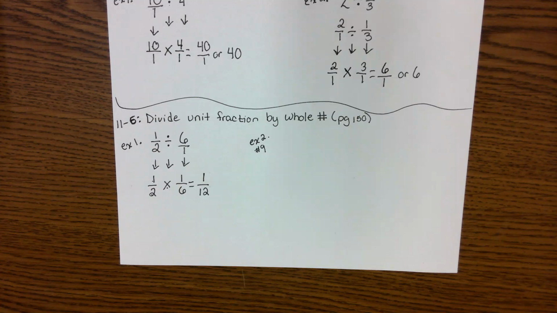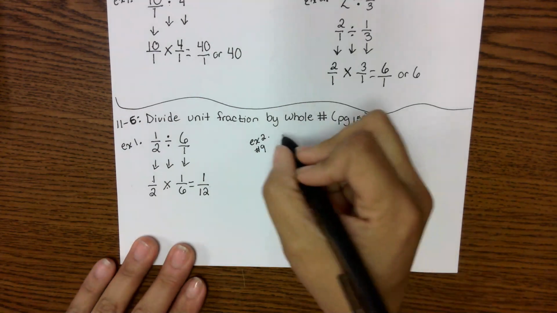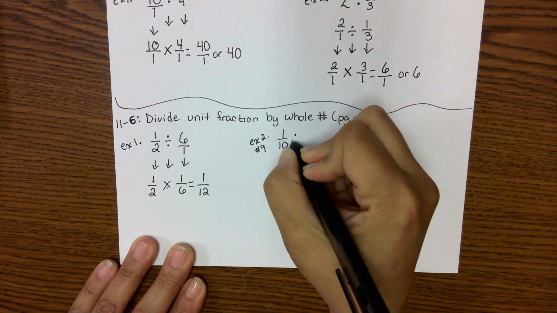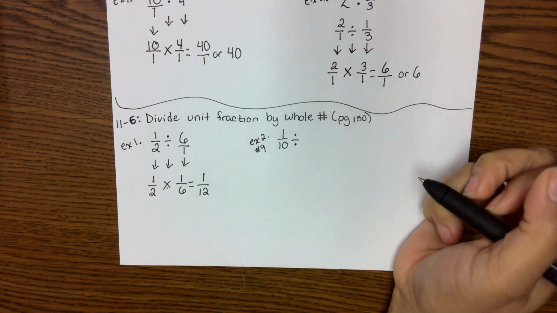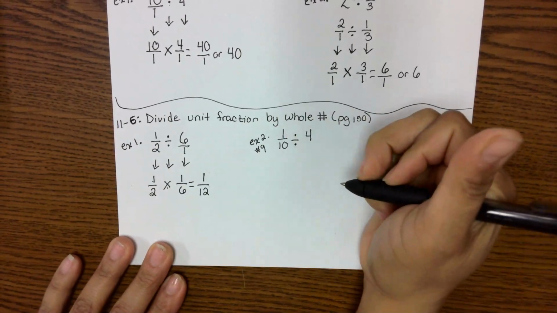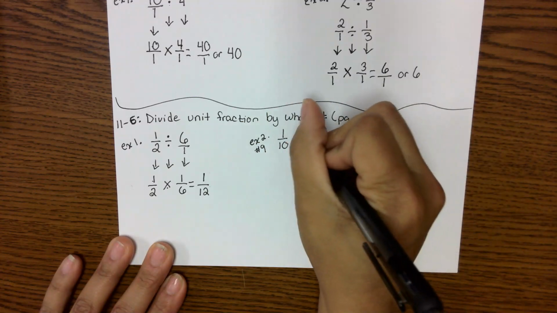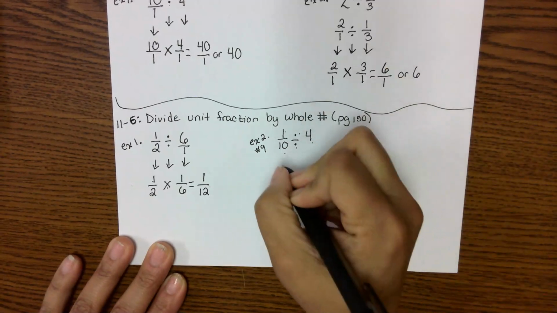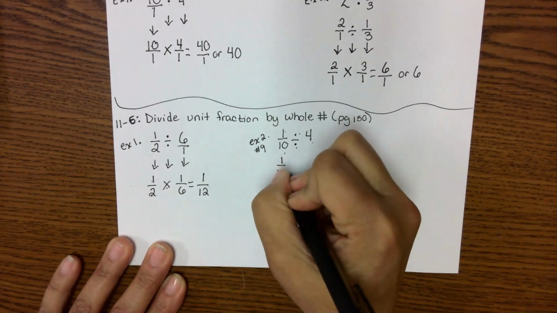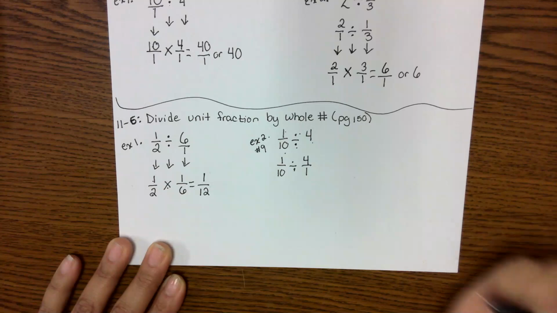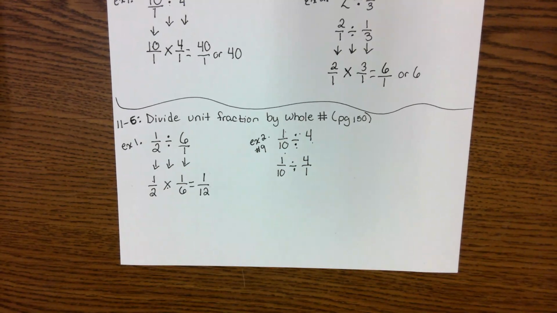So they're starting with how much of a garden? 1/10. They have 1/10 of an acre. And they divided it into how many sections? 4. And they want to know how many acres are in each section. So we have 1/10 divided by 4. We have to make that a fraction. We have to put that whole number over 1 to make it a fraction.